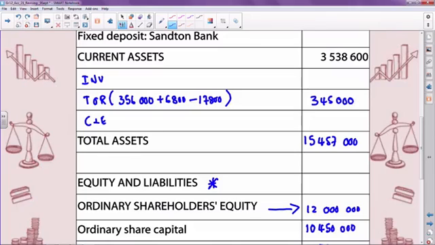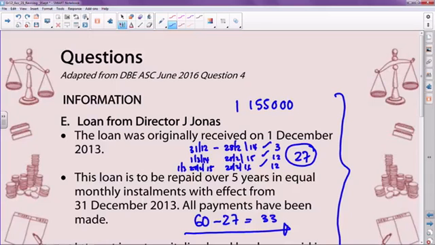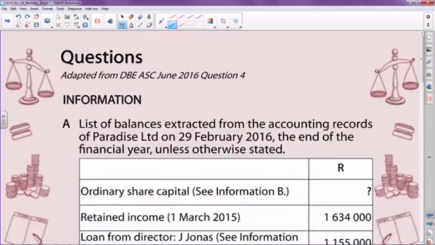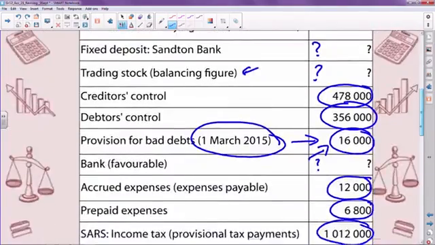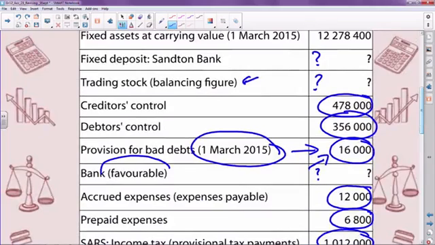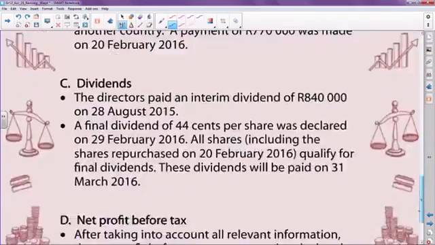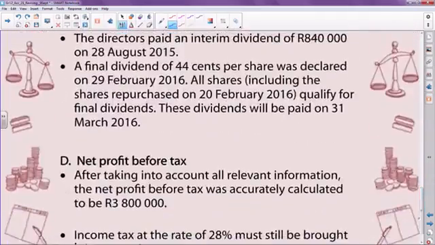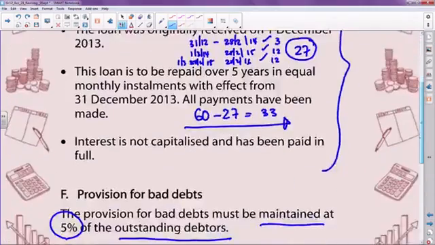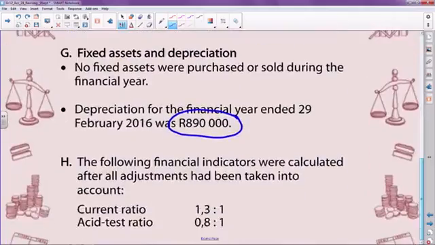Okay, now I need to calculate my cash and cash equivalents. But when I go to my information, I find that my bank figure, which is supposed to be favorable, so it has to appear under my current assets, is an unknown. What other information do I have that's important for me to take cognizance of?